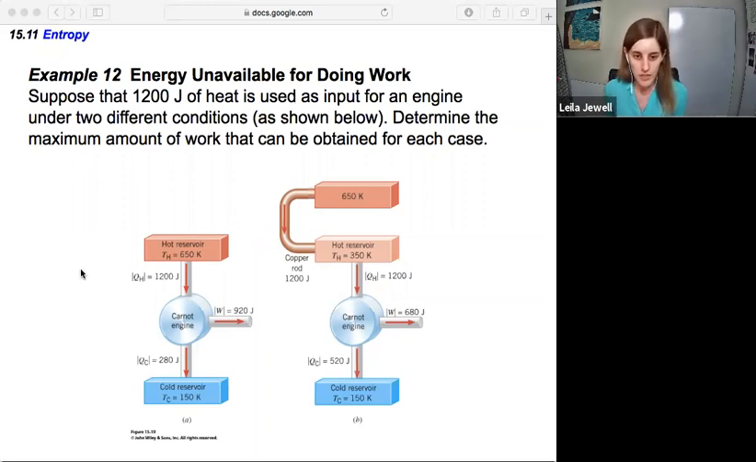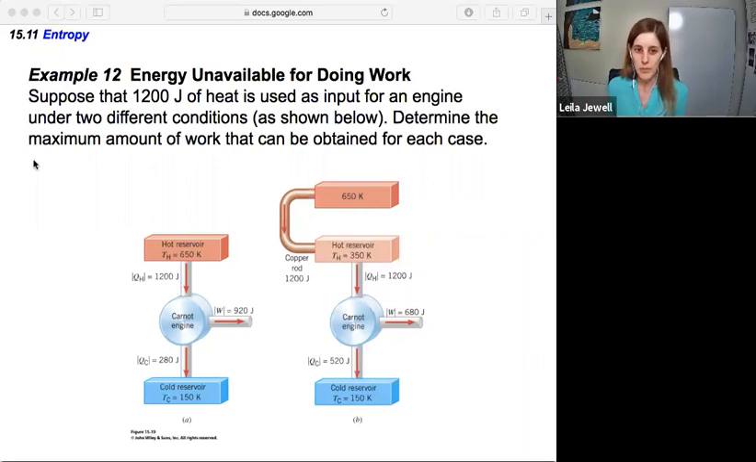So notice in the first case, we have our standard heat engine, a hot reservoir at 650 Kelvin. Then we have this input heat of 1200 joules that goes into a Carnot engine. We get some work out and some heat that's rejected. Second case, we have heat spontaneously flowing through this copper rod, 1200 joules, into the hot reservoir. So the hot reservoir is now at a lower temperature, but we still get 1200 joules going into the Carnot engine, and we get some work out and some rejected heat out. So how does that affect our work?